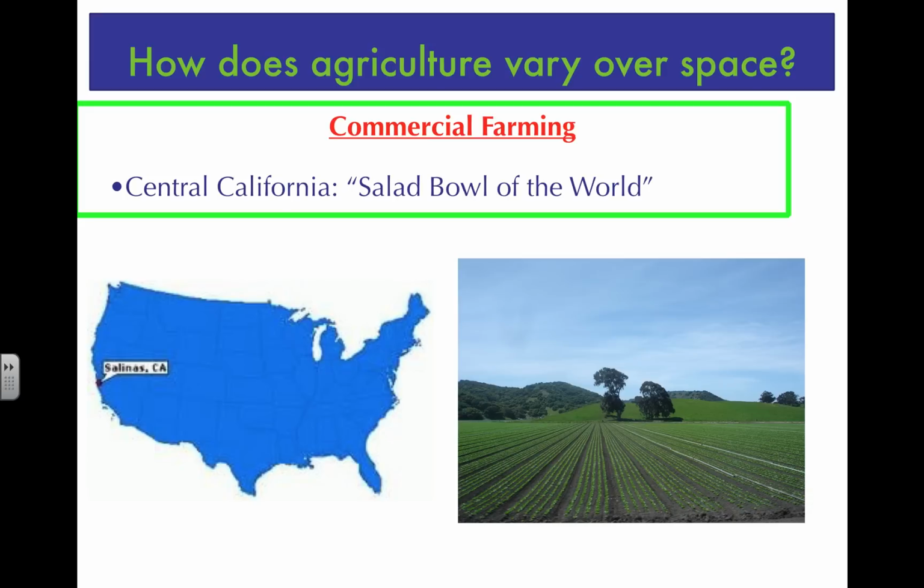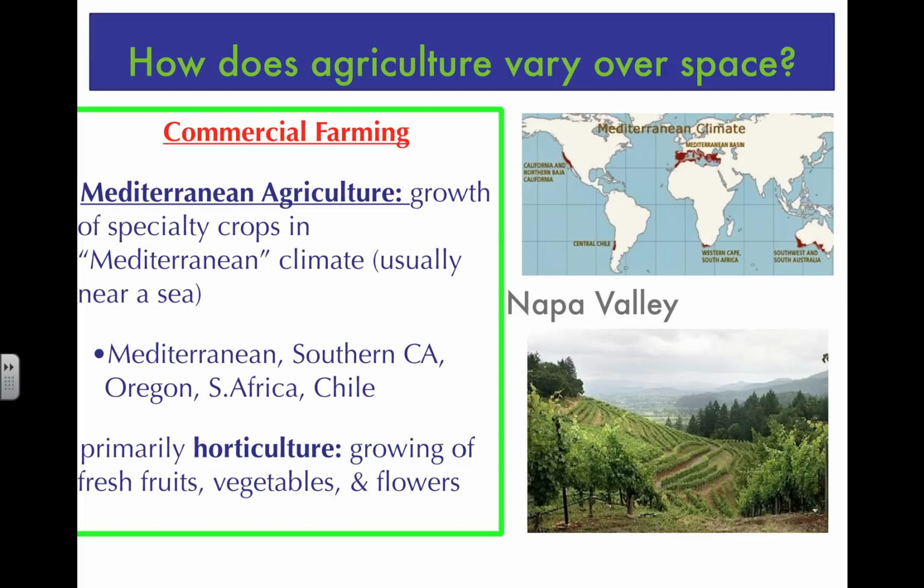Another key example of commercial farming that's relevant in the United States is in Central California, in Salinas County in California. It's known as the salad bowl of the world because that's where a large percentage of the world's lettuce is produced. Two more to go. One more type of agriculture is called Mediterranean agriculture, and this is the growth of specialty crops in a Mediterranean climate.